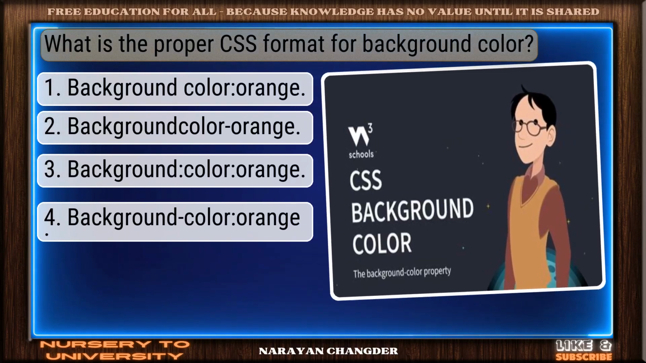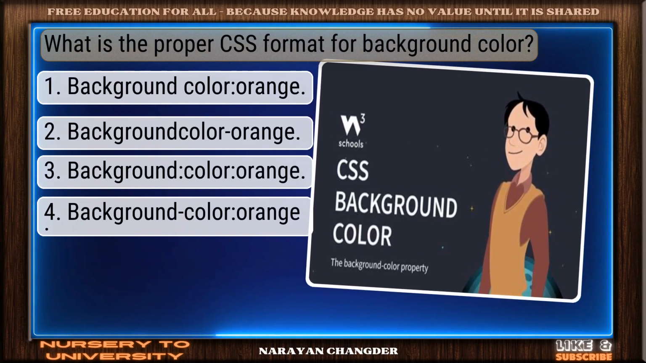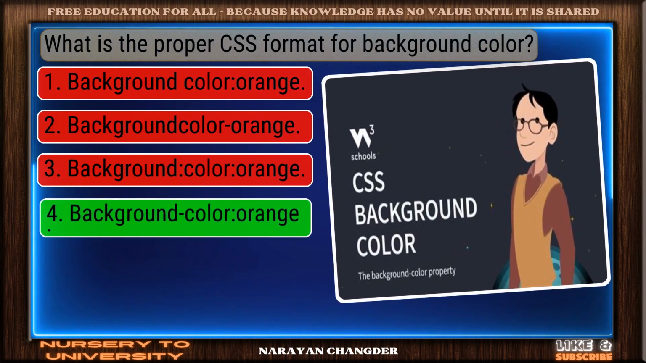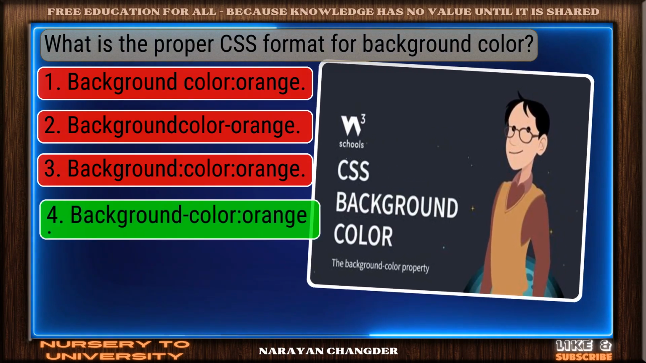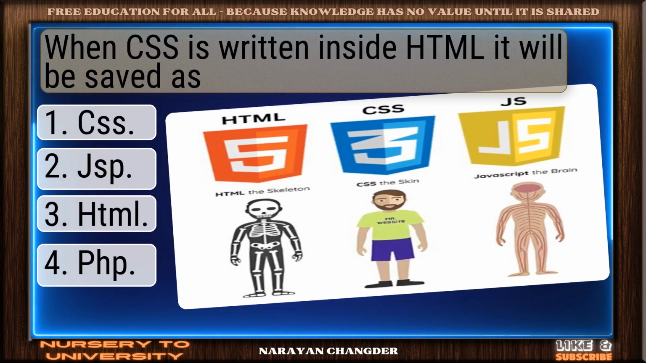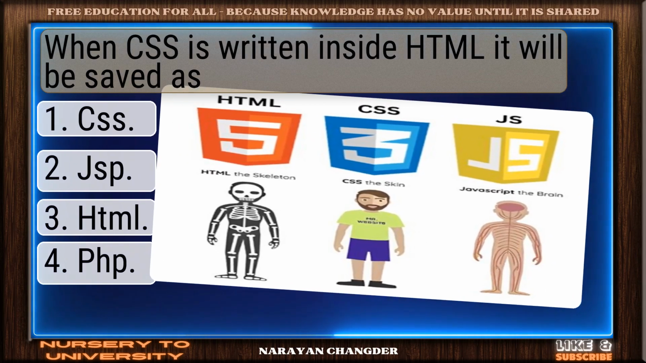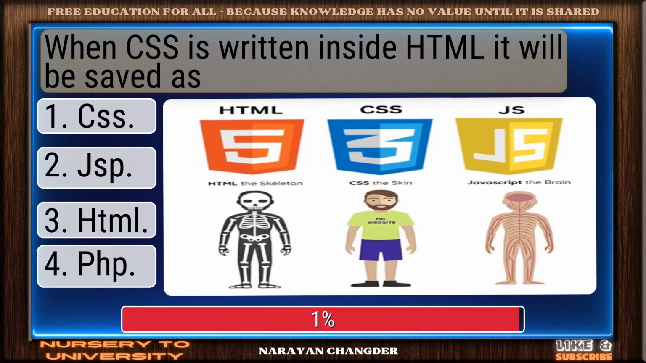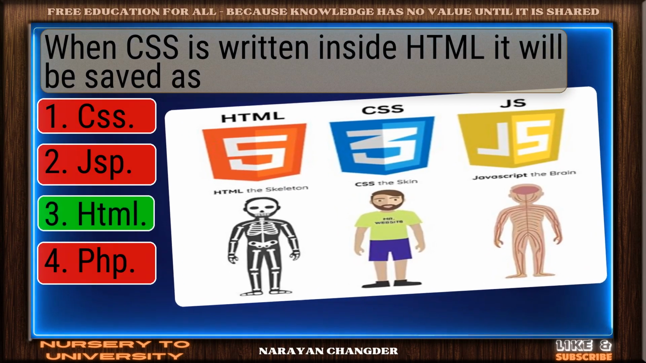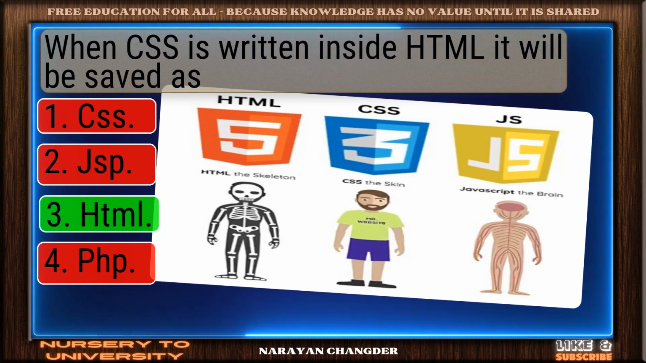Question number 1. What is the proper CSS format for background color? Sharp thinking. Background color: orange is the right choice. Question number 2. When CSS is written inside HTML, it will be saved as. You got it? Your choice, HTML, is right.